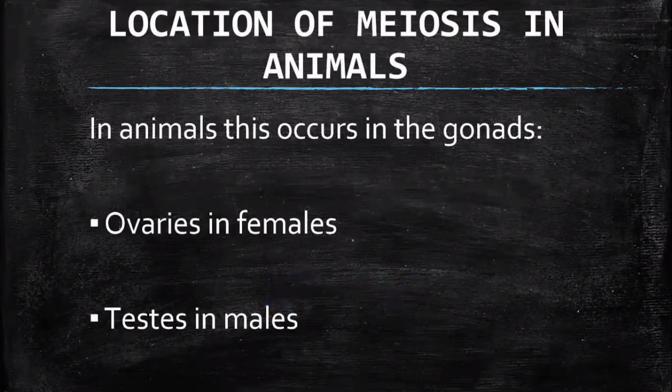Where does meiosis occur? It occurs in what we call gonads, where gametogenesis occurs. In females, it occurs in the ovaries, and in males, it occurs in the testes.